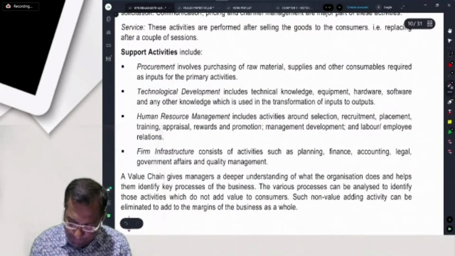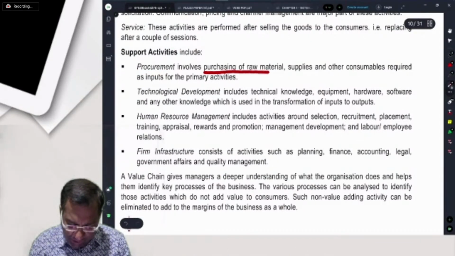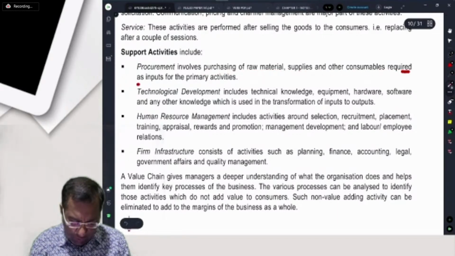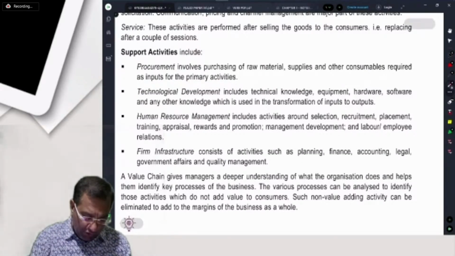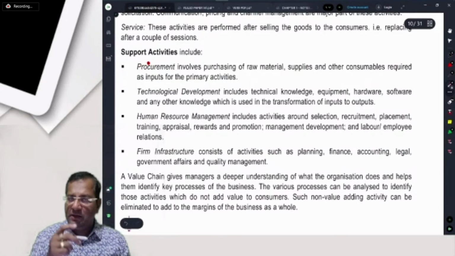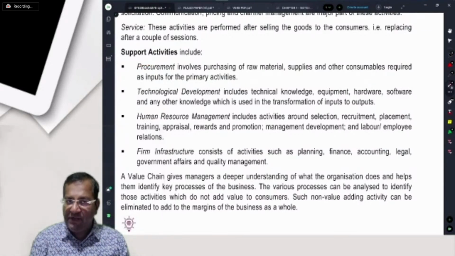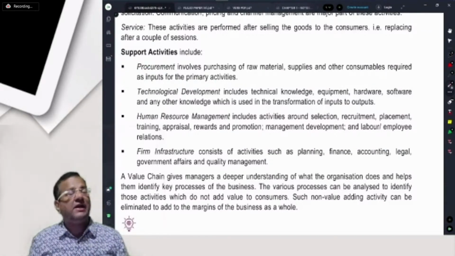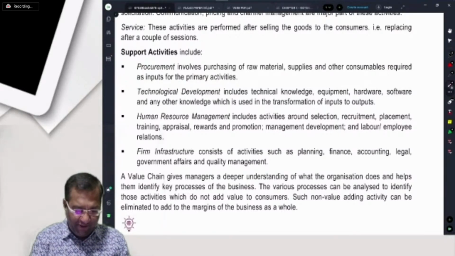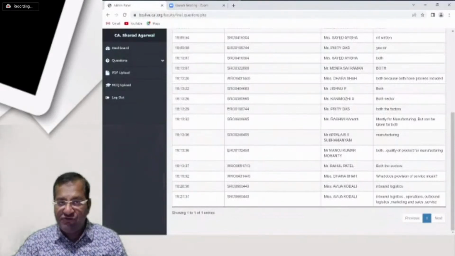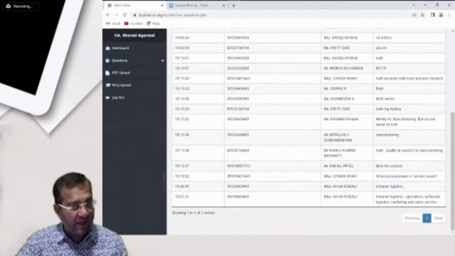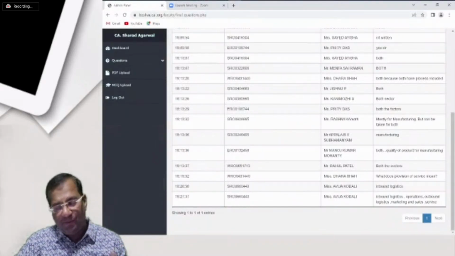The first one is procurement. It involves purchasing of raw material, supplies, and other consumables required as input for the primary activities. Don't you think the procurement of raw material comes not only in primary activity, but also in secondary activity? What you say, beta? I'm waiting for your answer. Procurement, that is purchase of raw material, is covered in both the activities, primary activities and support activity. What do you say?